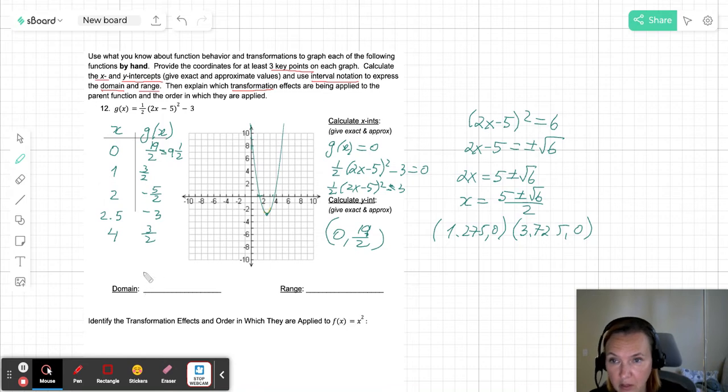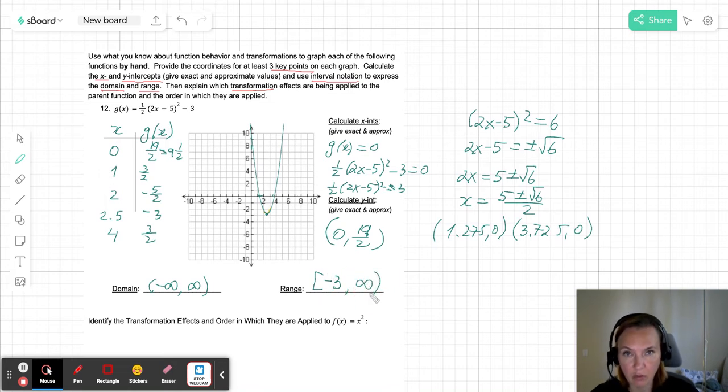All right, for the domain, since we need to use the interval notation, we would just write down that the domain is from negative infinity to positive infinity. The range goes from the lowest number up. The lowest number was when x was equal to 2.5, y was equal to negative 3. Negative 3 is part of the graph, so we put the brackets here, and then the graph opens up, so all the y values keep on going up to infinity. Okay, so that's the range.